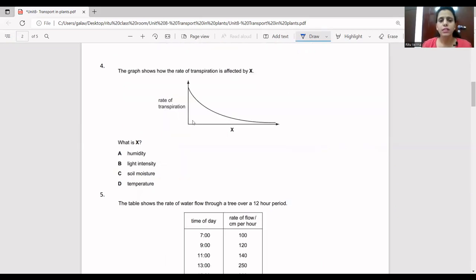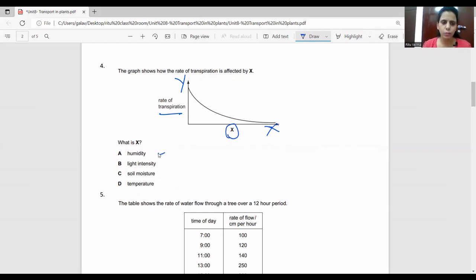The next question is, the graph shows how the rate of transpiration is affected by X. In this graph, the y-axis is represented by rate of transpiration and the x-axis shows X. X is any of the factors which affects the rate of transpiration.